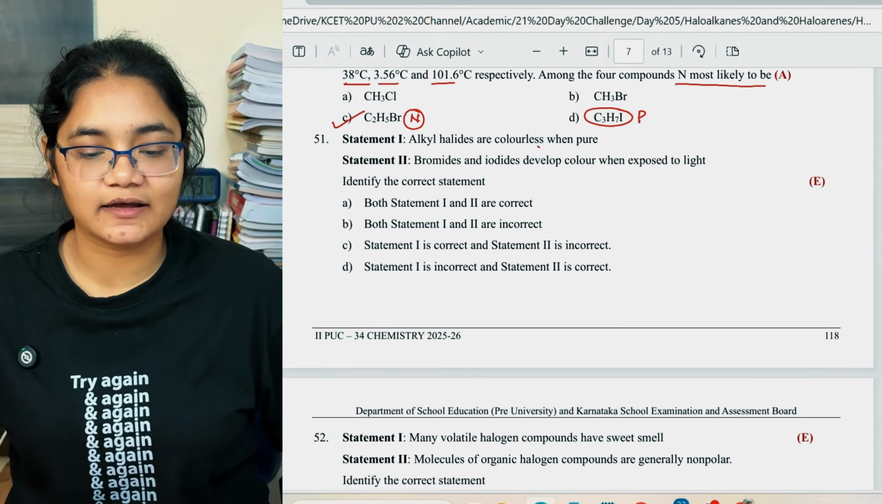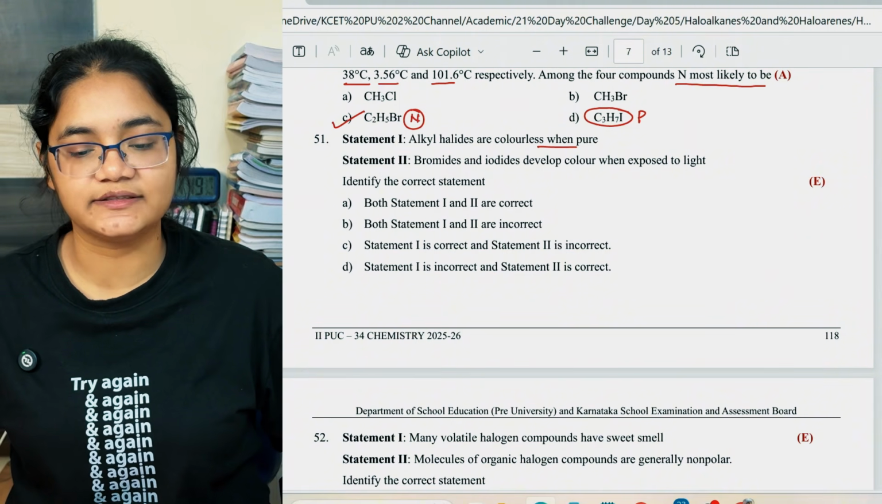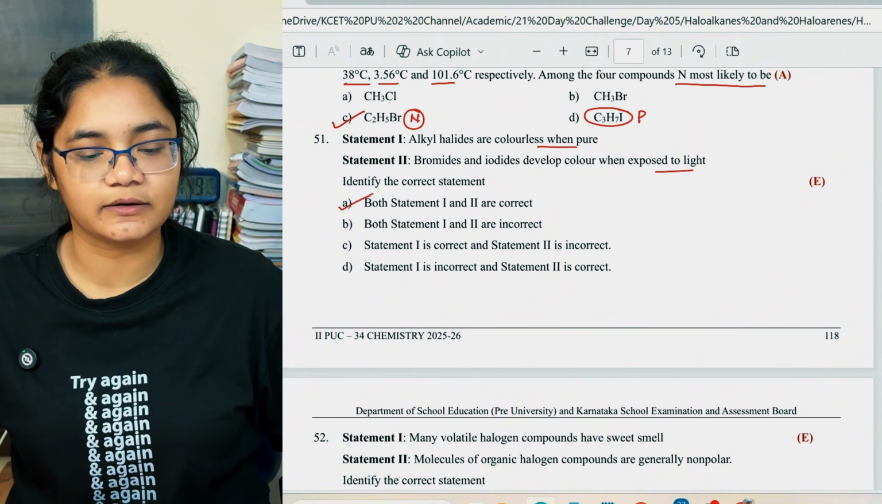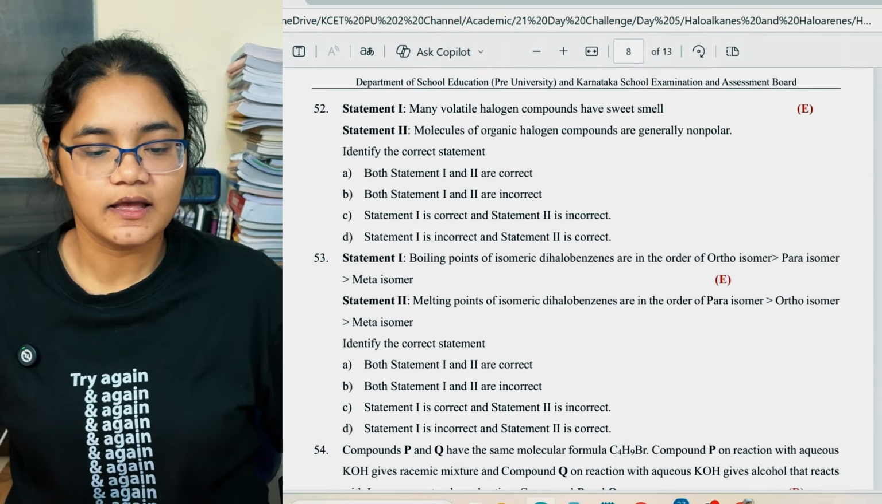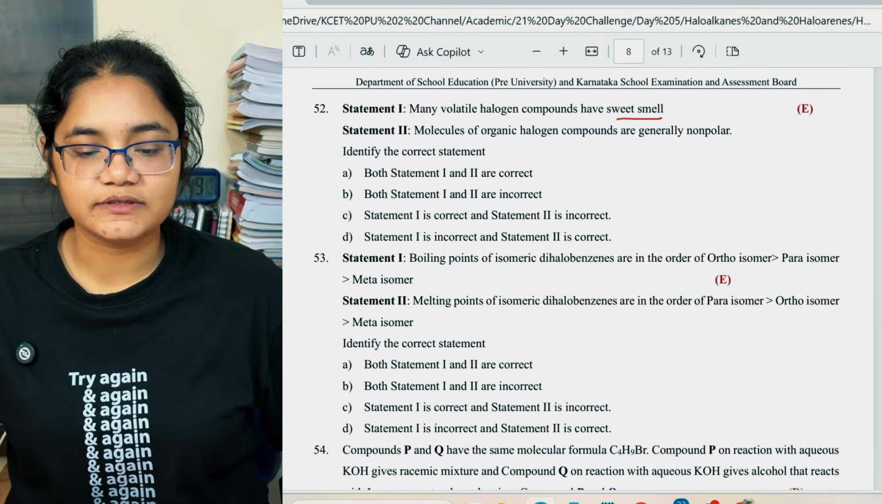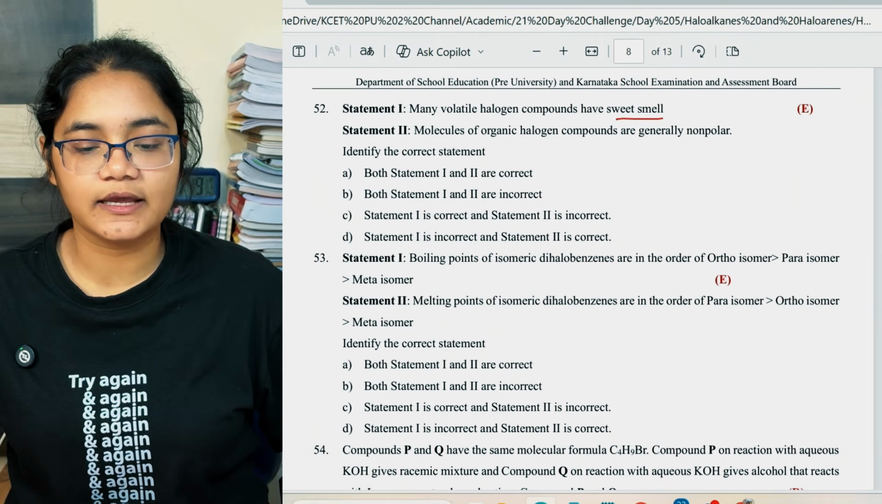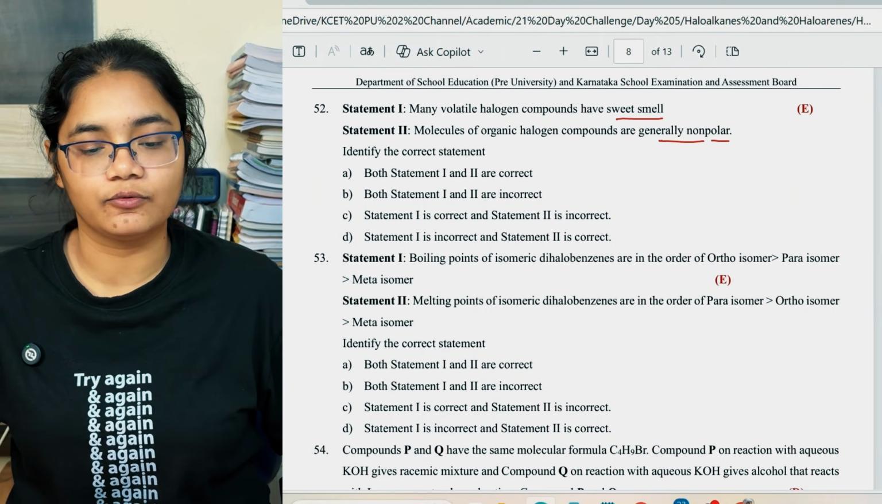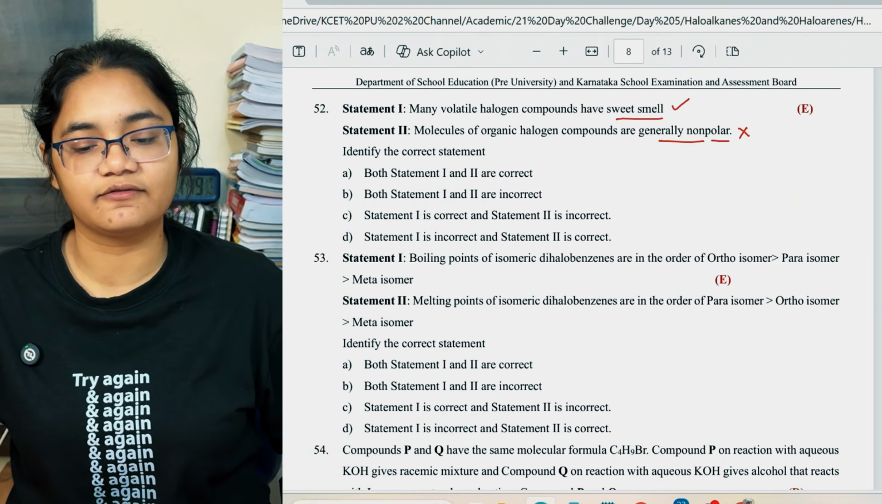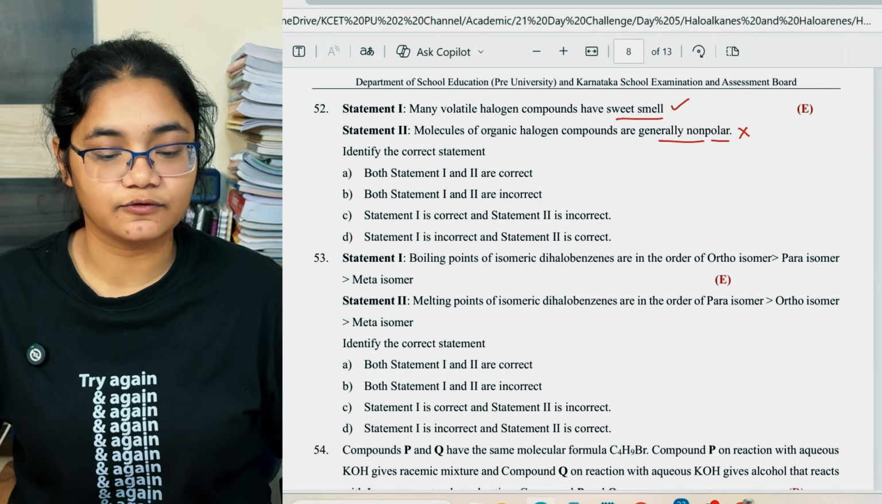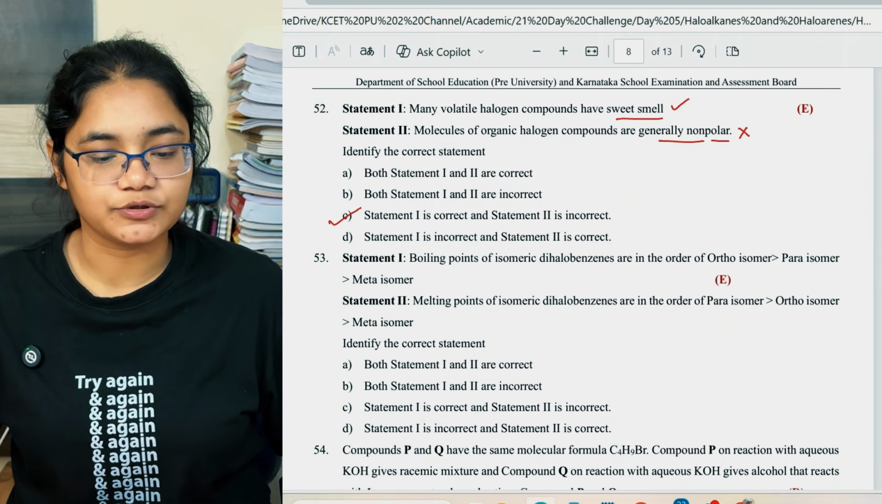Next, alkyl halides are colorless when pure. Bromides and iodides develop color when exposed to light. Both the statements are correct. So option number A here. Next, many volatile halogen compounds have a sweet smell. Molecules of organic halogen compounds are generally non-polar. So this is not correct. This is definitely correct, but this is incorrect. So 52 will be option number C.